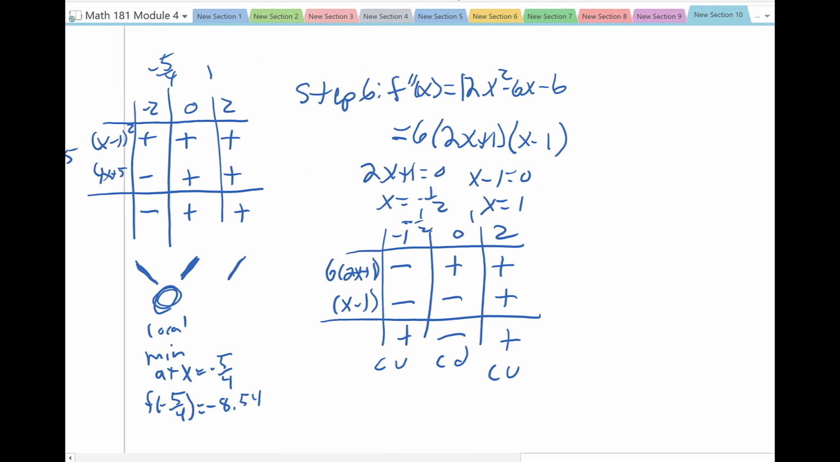Okay, so what does this mean? Our f of -1/2 is going to be equal to -5.063. And that's an inflection point. So these are the inflection points. And we know that because these are places where the concavity changed. Then f of 1 is going to be 0. Okay, I think we have the information we need to put this together.